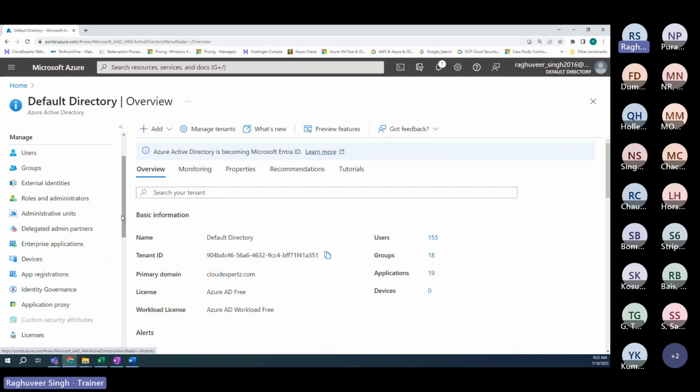And they came into the same situation that now they have multiple identities, multiple clouds. How do they manage them all? How do they ensure the security?